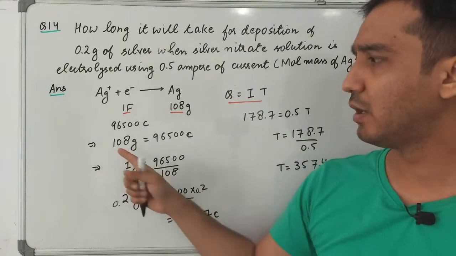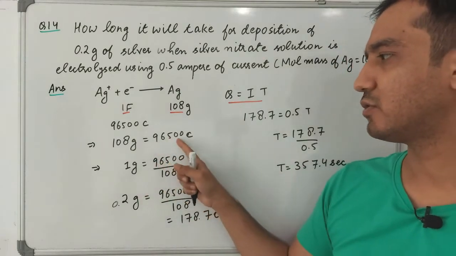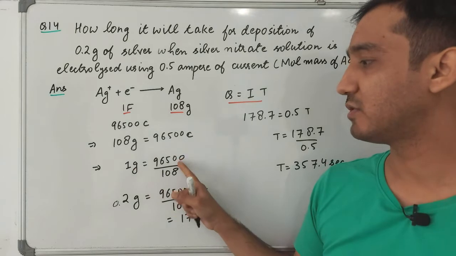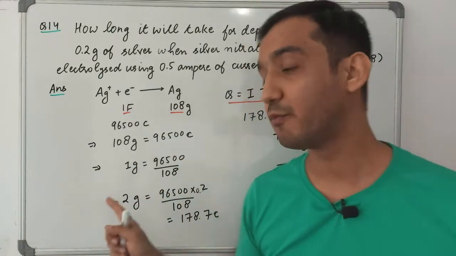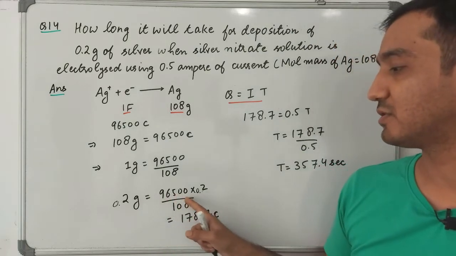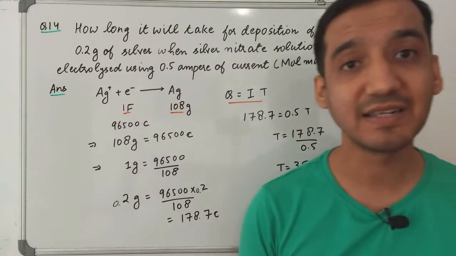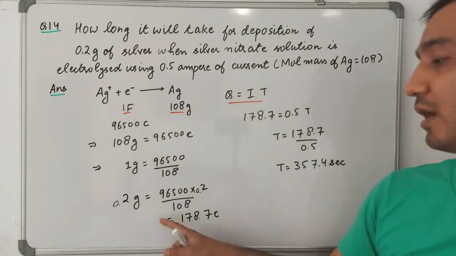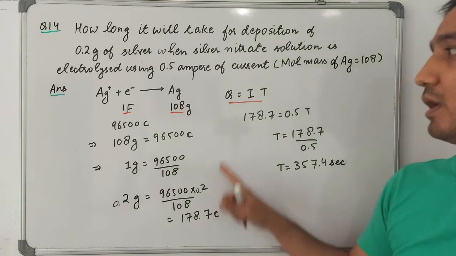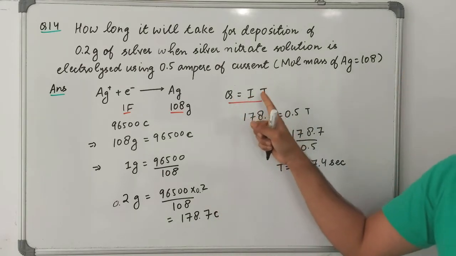So we can equate: 108 gram of silver will deposit when you use 96500 coulomb of charge. For 1 gram you require 96500 divided by 108, and for 0.2 grams of silver deposition you need 96500 into 0.2 divided by 108. So the charge required for deposition of 0.2 grams is 178.7 coulomb.